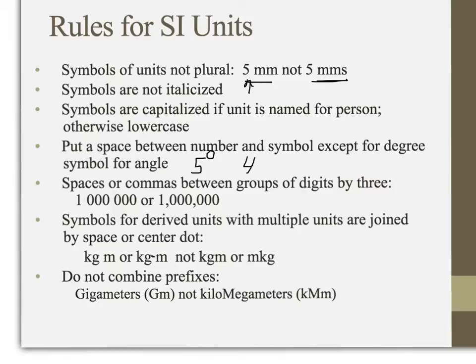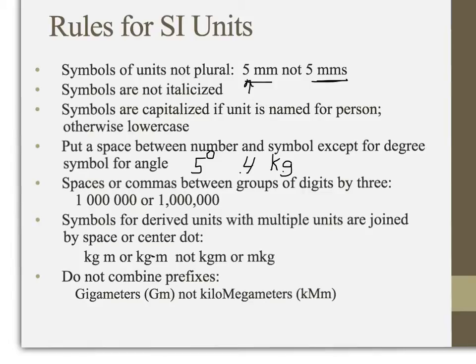But for kilograms, you would put a space here between the number and the symbol. And spaces or commas between groups of digits of 3. So you could put 1 million as 1, a space, 3 zeros, another space, and 3 zeros, or you can use commas. Or you can put that in engineering notation.